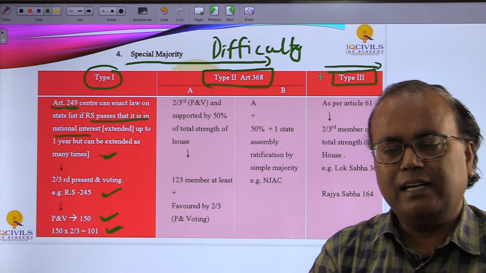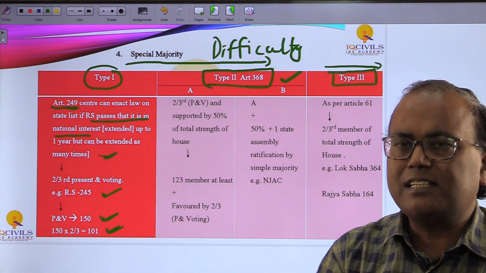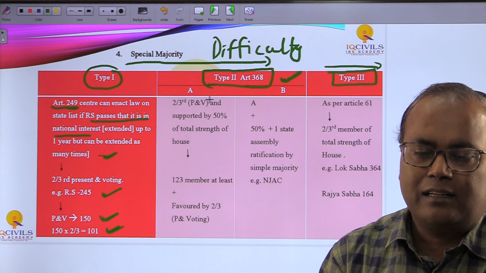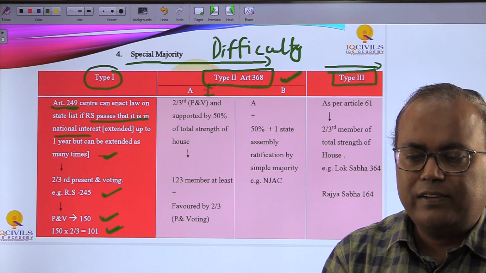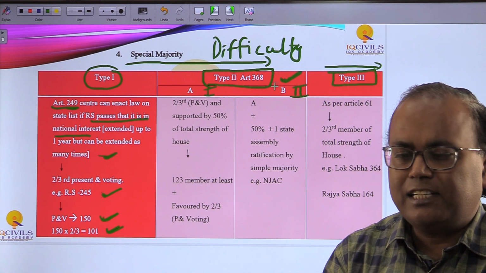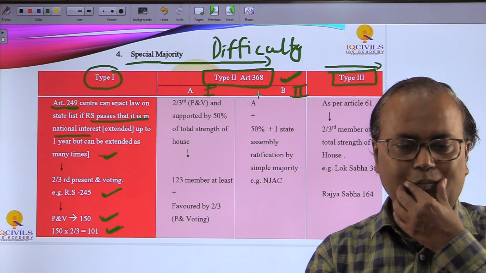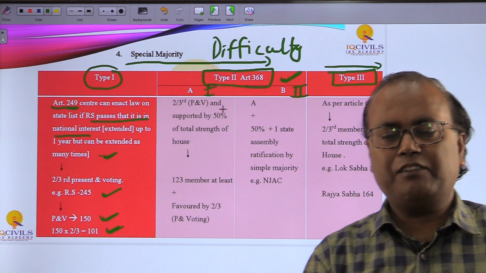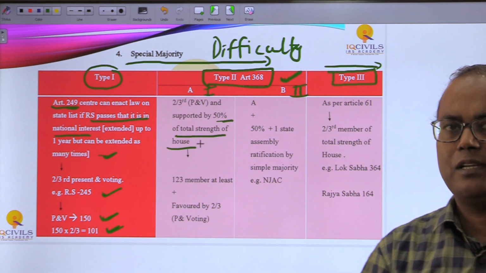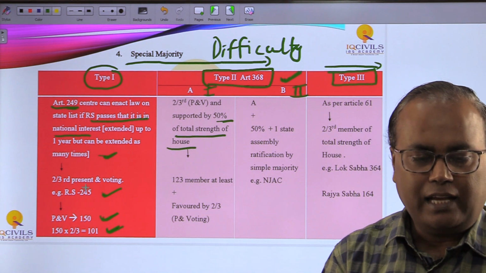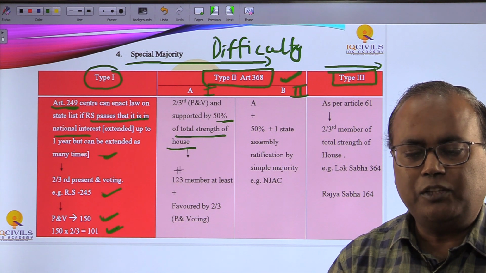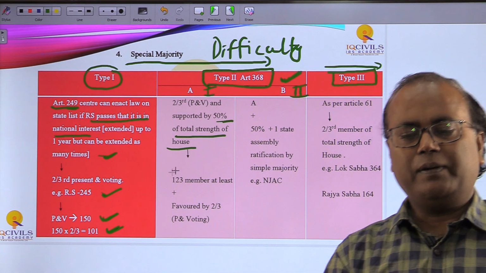Now we have another, type 2, that is Article 368. Now as far as Article 368 is concerned, we have a first type and second type. So Article 368 is related to the amendment of the constitution. So 2/3 present and voting and supported by 50% of the total strength of the house. So here, as you know, in the case of Rajya Sabha, 50% plus 1 is 123, okay, 123.